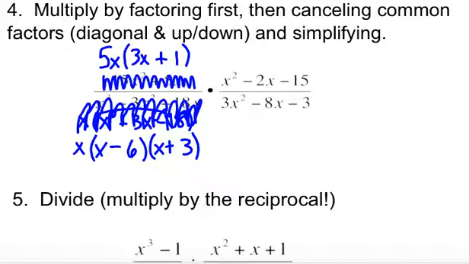All right, the other numerator, we can go straight to our factors. We're looking for factors of 15 that subtract to 2, so 5 and 3. Negative, and the signs are different.